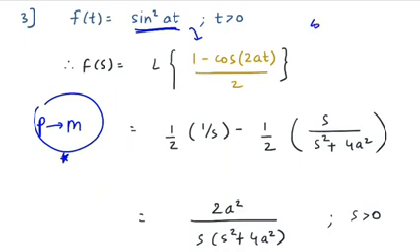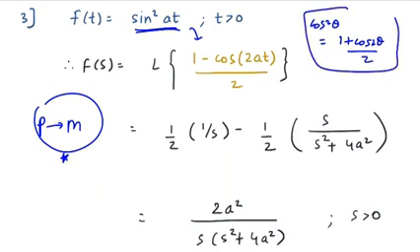What if it was cos square theta? Then you can write it as 1 plus cos 2 theta upon 2. So this is one more question. Either the examiner can change it to sine square theta, then you have to use this identity.